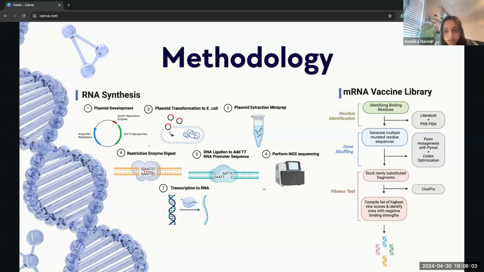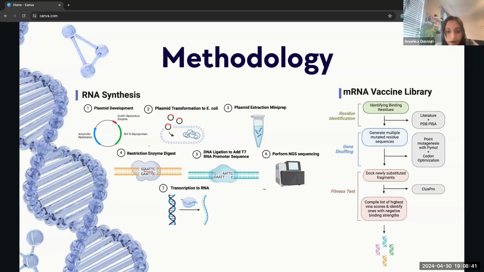As we create these variants, we are also in the process of synthesizing our F and G proteins in vitro. First, we developed the plasmid of each with ampicillin resistance and our protein of interest. Next, we transformed our plasmid into E. coli, which basically means mass production of the DNA. We then extracted the DNA using mini-prep, and we performed a restriction enzyme digest to linearize the plasmid. After DNA ligation to add the T7 promoter, we sent off our work for sequencing to validate our linearization.